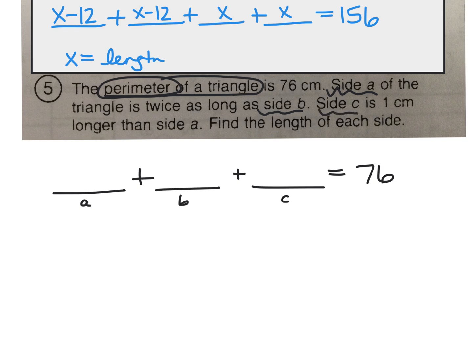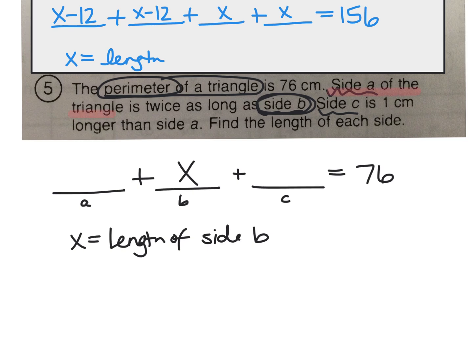So what I actually don't know anything about, I know the least amount about B, which means side B is going to be my variable. So X is going to stand for the length of side B. And so in my equation, I can put an X in just the B spot. Now I'm going to go back and read this again. It says side A of the triangle is twice as long as side B. Okay, so now twice as long is going to be 2x.